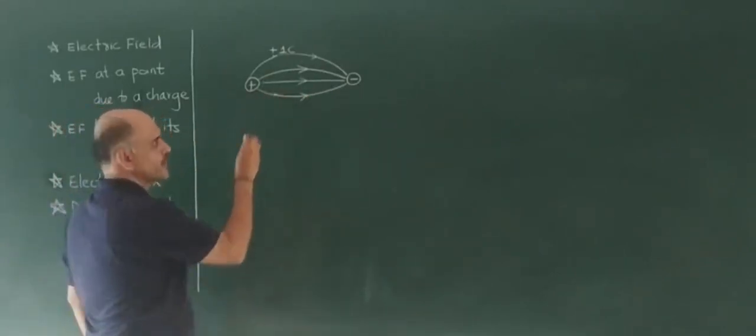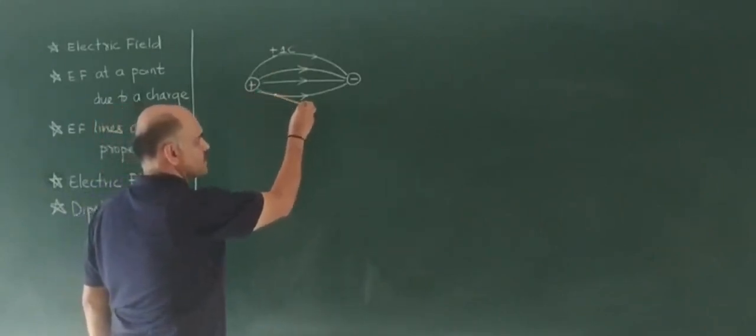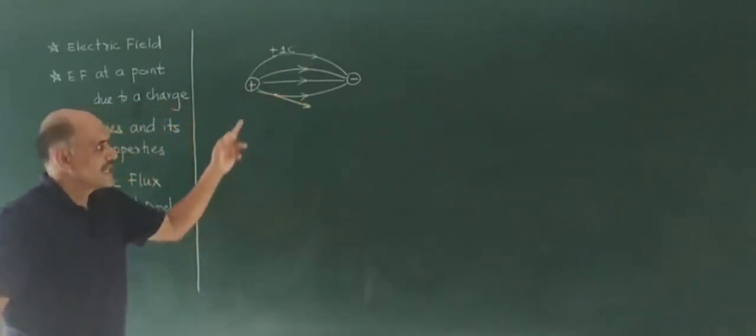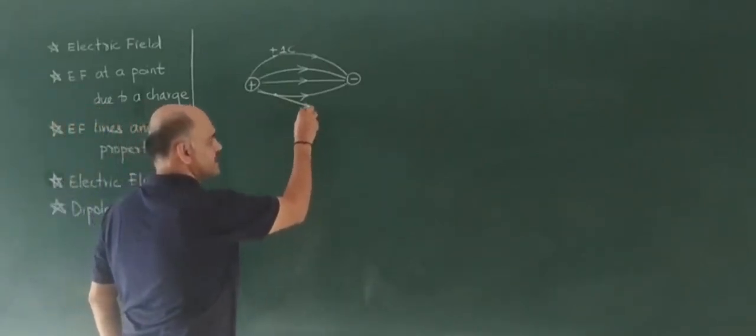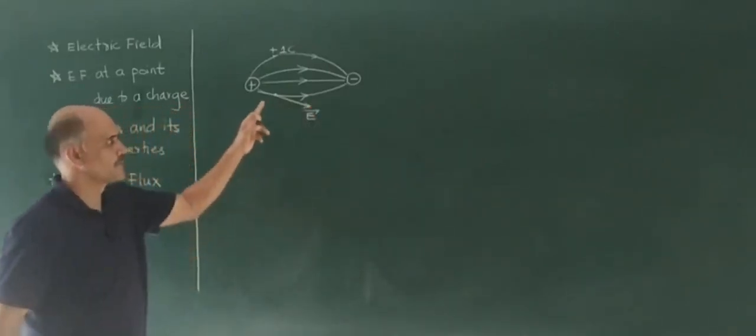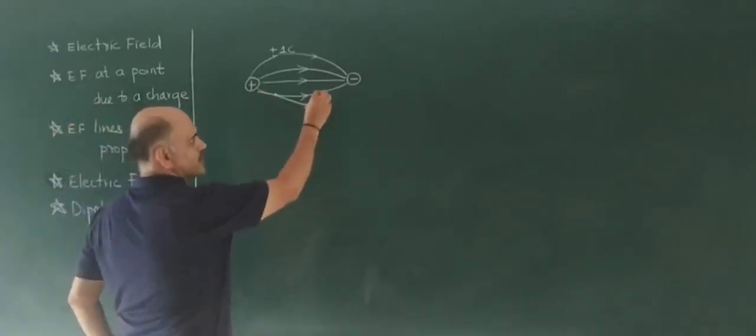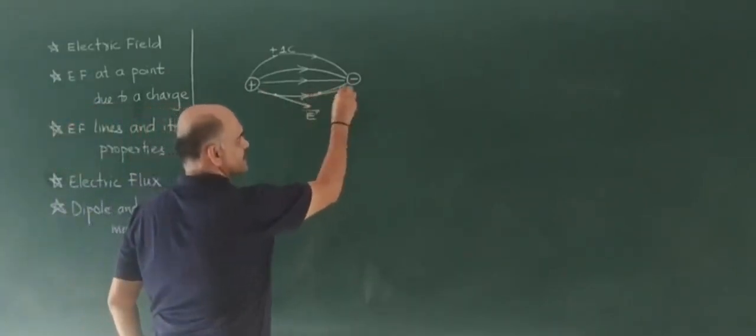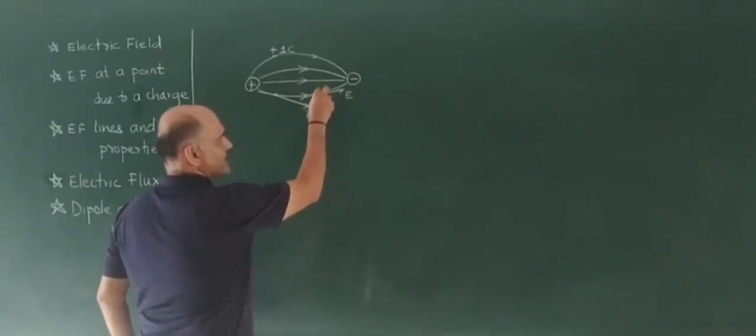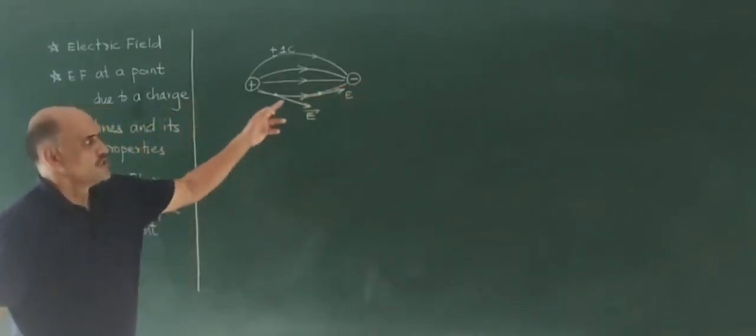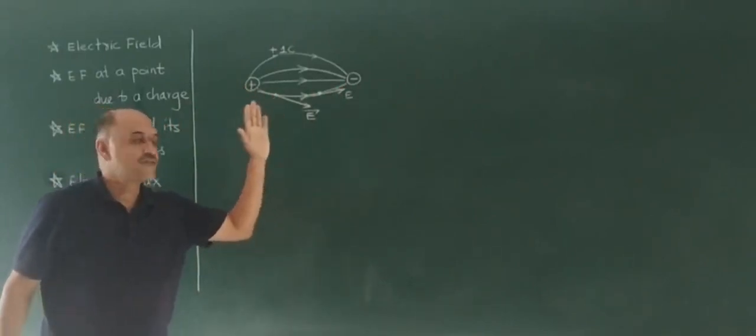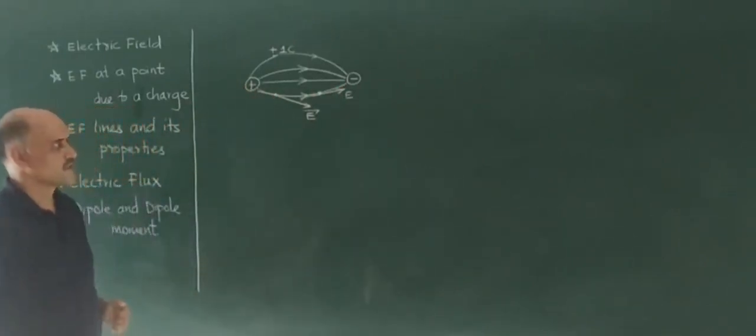So I will take a point and draw a tangent over here. That tangent gives the direction of the resultant electric field at this point. If I take a point over here and draw a tangent, at this point the electric field is directed in this direction. So the electric field line is defined in this way also.